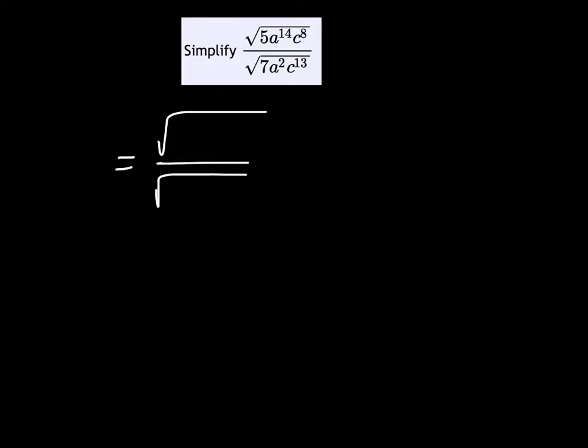Right, just a quick explanation of how to simplify this. The first thing I would do is cancel the common factors for the a's and the c's in the numerator and denominator. That would leave me with, let's see, 5a to the 12th over 7c to the 5th.